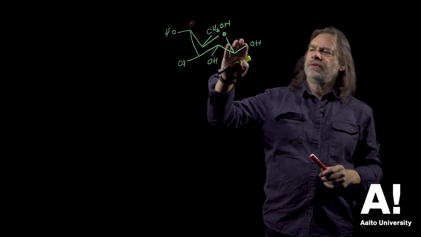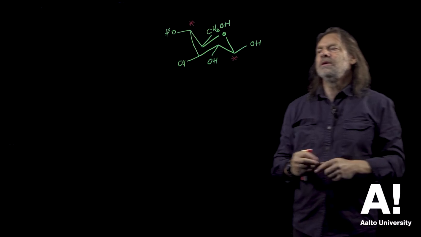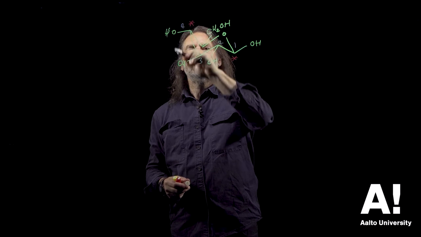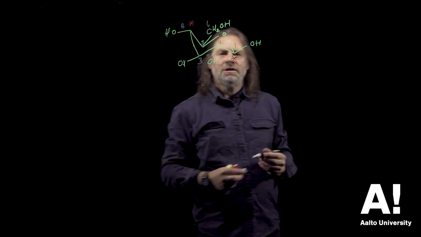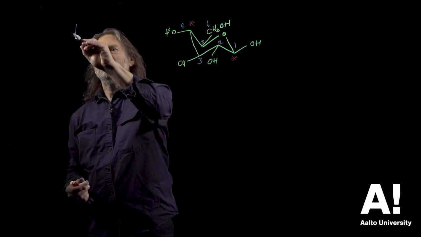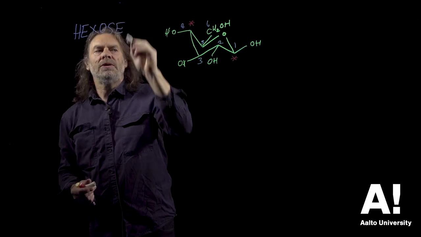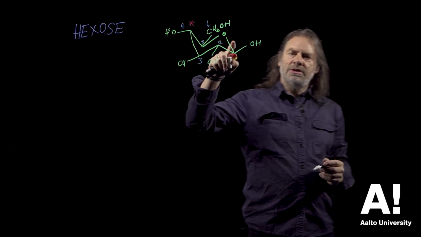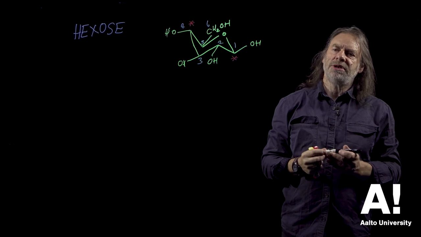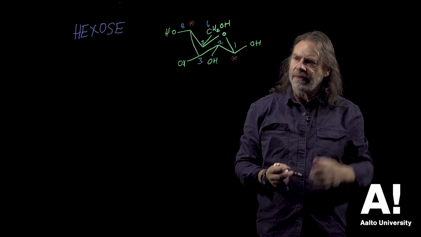And we do a numbering which starts at this position just by convention. So if we call that 1, 2, 3, 4, 5, and 6, we have 6 carbon atoms. So 6 equals a hexose. We can also have rings that are formed which have 5 carbon atoms. They don't have this branch here, and that would be called a pentose. I'll say something about pentoses later on.